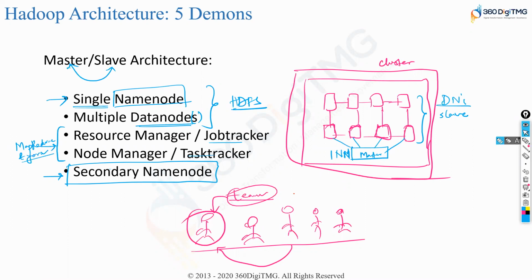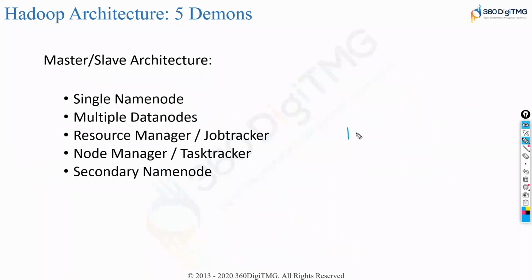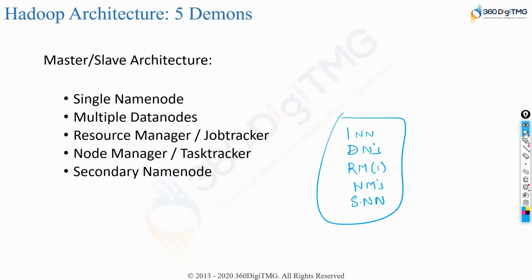So Hadoop has five services. We call them daemons. Single name node, data nodes, single resource manager, and we also have node managers, and we also have secondary name node. These are the five services, guys. And this is the short form. This is how we write it.